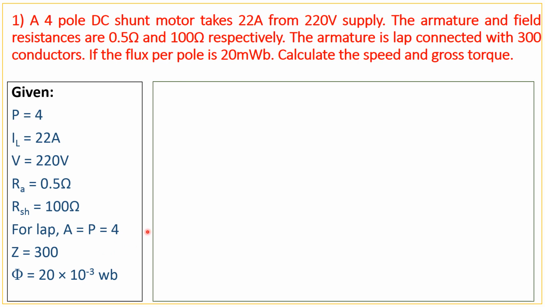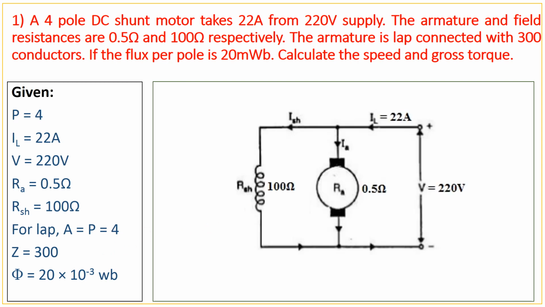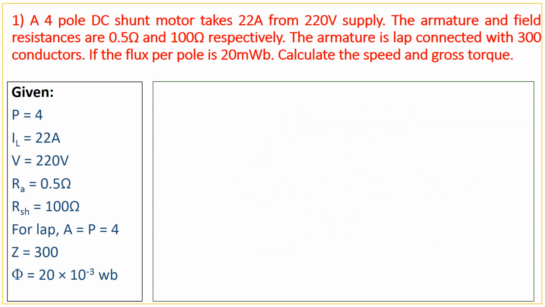The first step is to draw the circuit. So it is as such. You can see this is a shunt motor and V is equal to 220 volt, IL is 22 amperes, RA is 0.5 ohm and RSH is 100 ohm. These things are given here. So draw this circuit first, and then let me find ISH as it is not given here. The first step is to find the field current ISH.